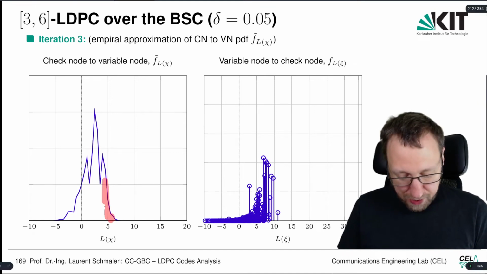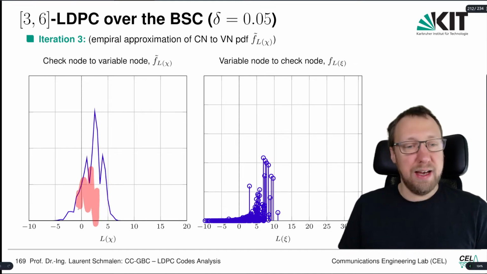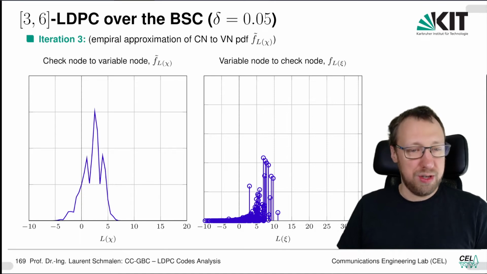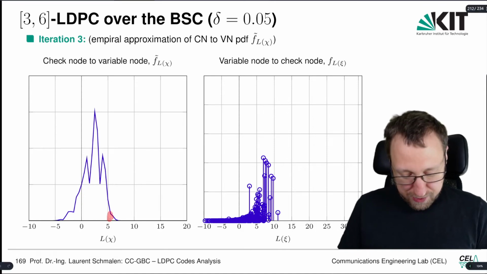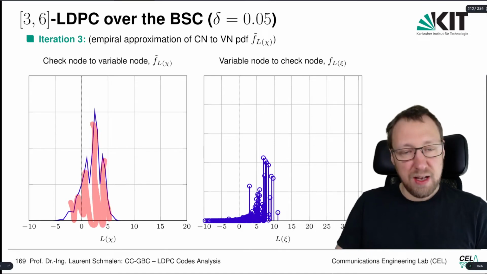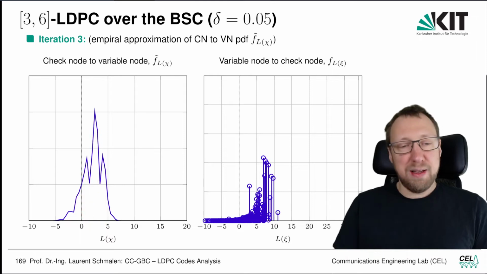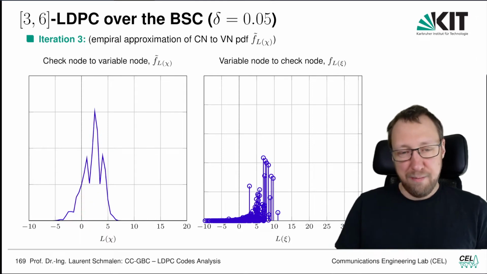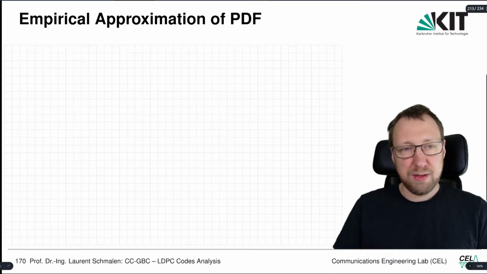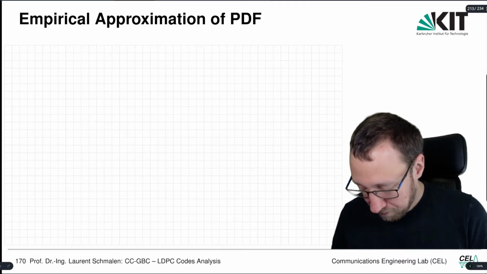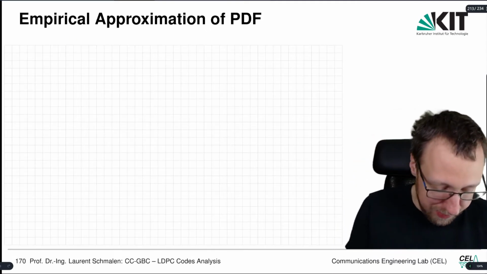That's why you don't see Diracs here, but you see an empirical distribution. This is what the distribution looks like. So how do we get from a Dirac to an empirical distribution? To do this, we take a look at an example.